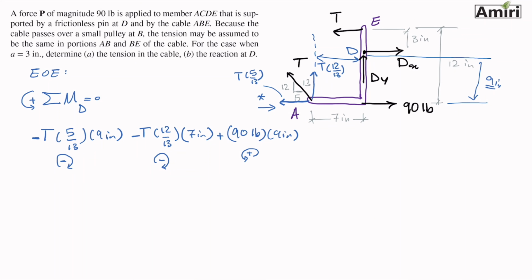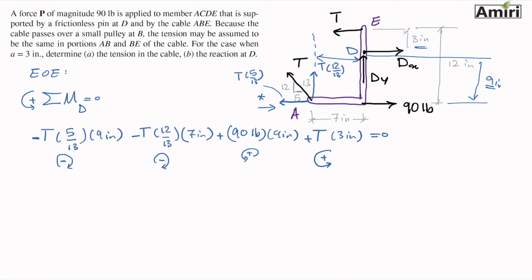Making my way through, dy and dx, I don't have to include them. They pass through point D. The moment about point D of both of those forces is 0. The distance between each of them and point D is 0. Next, I have the other T up there at point E. The distance between point D and the line of action of this force is 3 inches. That is trying to rotate counterclockwise, which is positive.